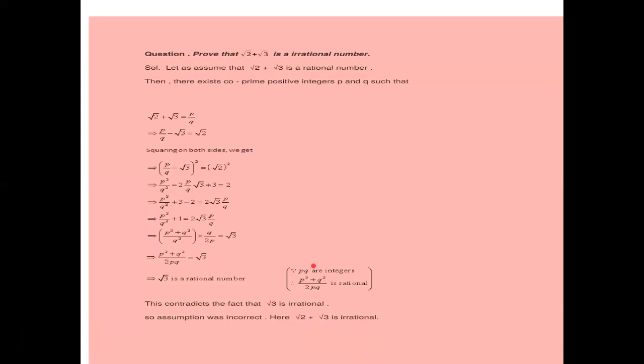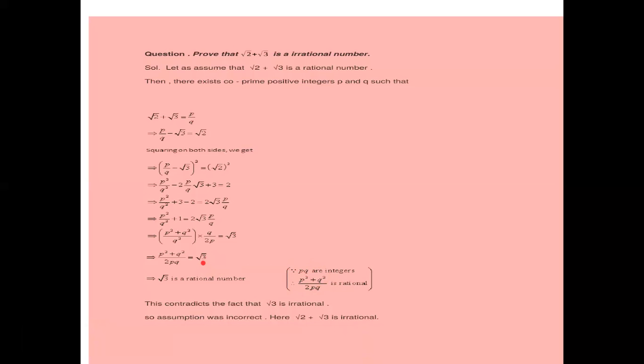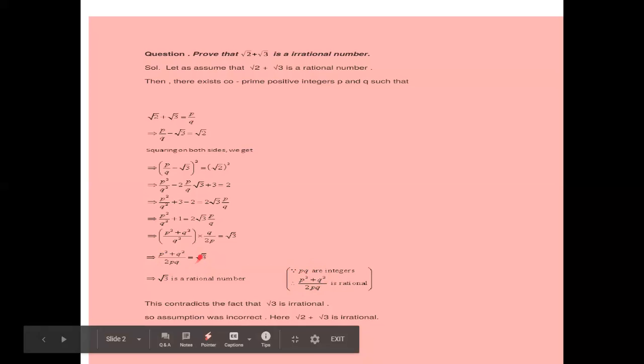Since p and q are both integers, we know that the sum of two integers is also an integer. And if we divide by the multiplication of integers, that is 2pq, this whole will be a rational number. But on the right hand side we have square root 3, which is irrational. You already proved that one. So you are saying that if it is rational, then square root 3 is also a rational number. But we know that that is wrong.